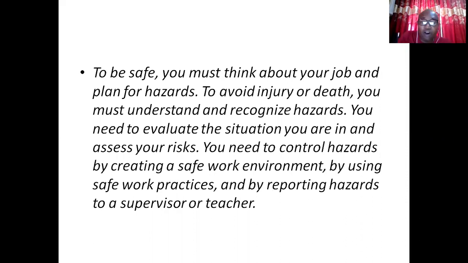When you recognize and understand the hazard, the next thing you do is evaluate the hazard: how strenuous, how dangerous the hazard is. So the first thing is you must recognize the hazard, the second is you evaluate the hazard, and the third is you control the hazard. After recognizing the hazard, you now evaluate it. Is it a minimum hazard? Is it a medium hazard? Or is it a maximum hazard? After that, how do I control this hazard?